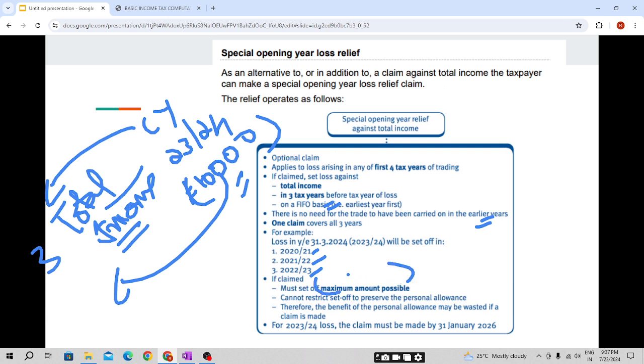We have studied the maximum amount against the total income, that is the higher of 50,000 or 25% of the ATI. We cannot restrict the set off to preserve the personal allowance, which means no partial claim is allowed. We can't restrict the amount. Therefore, the benefit of the personal allowance may be wasted if a claim is made. For the 23-24 loss, the claim must be made by 31st January 2026. That is the same 2 years. It must be made by 31st January 2026.